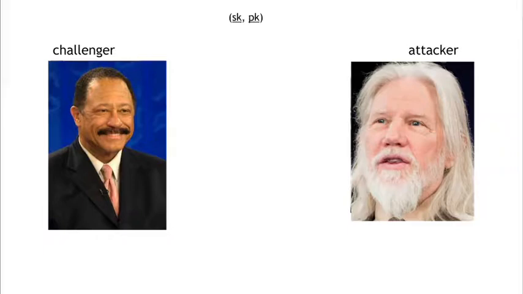Okay, so the game works like this. The first thing we do is we use generateKeys to generate a secret signing key and a public verification key that match up. Now we give the secret key to the challenger, to the judge, and we give the public key to both parties, both to the challenger and to the attacker. So the attacker only knows information that's public. He only knows the public key.